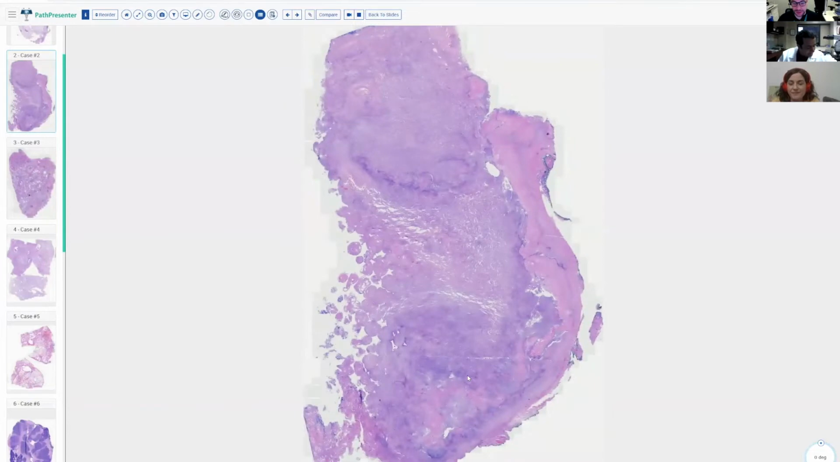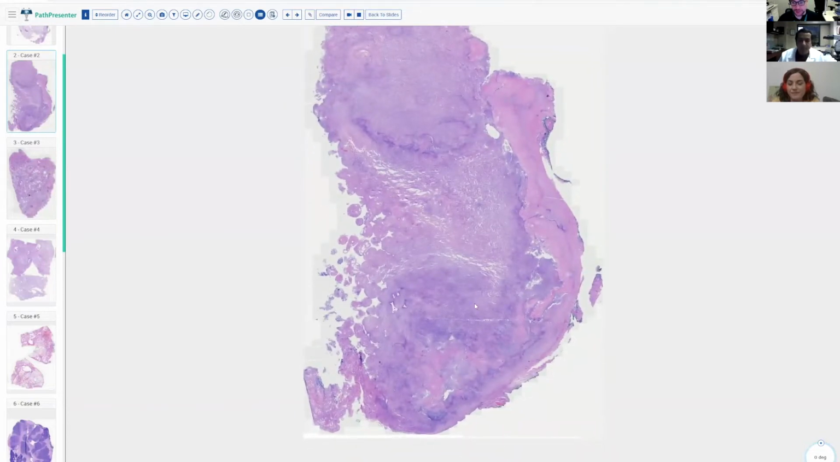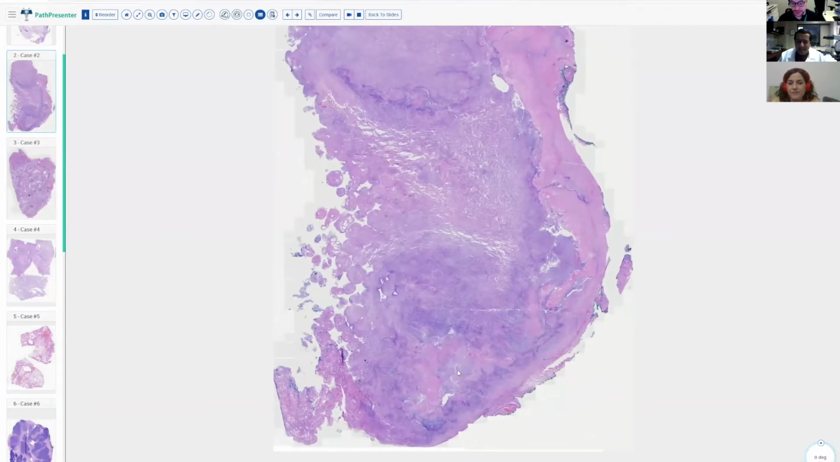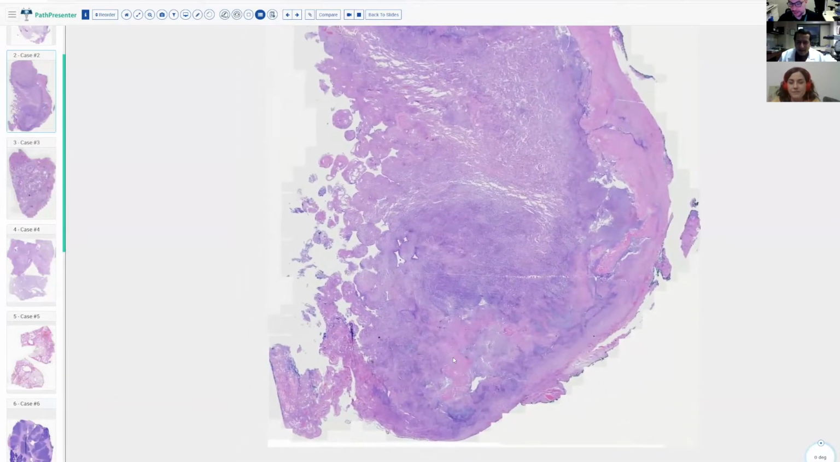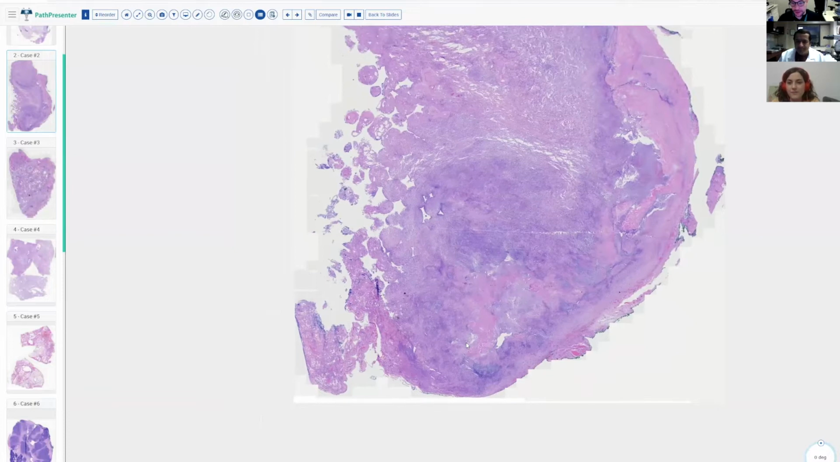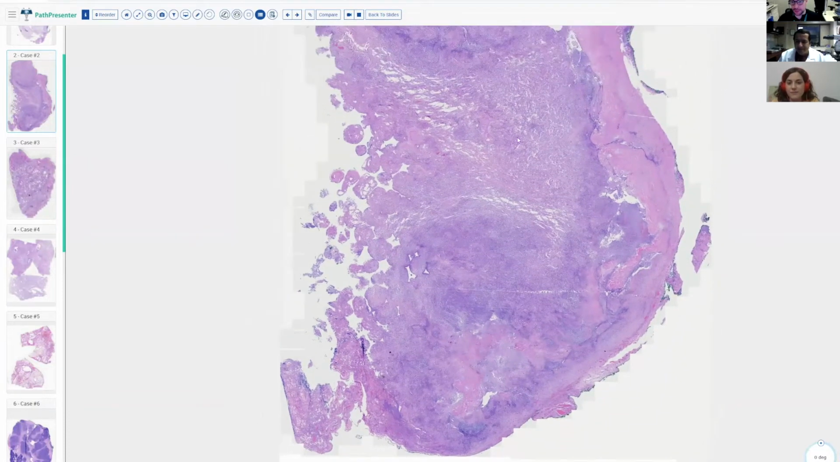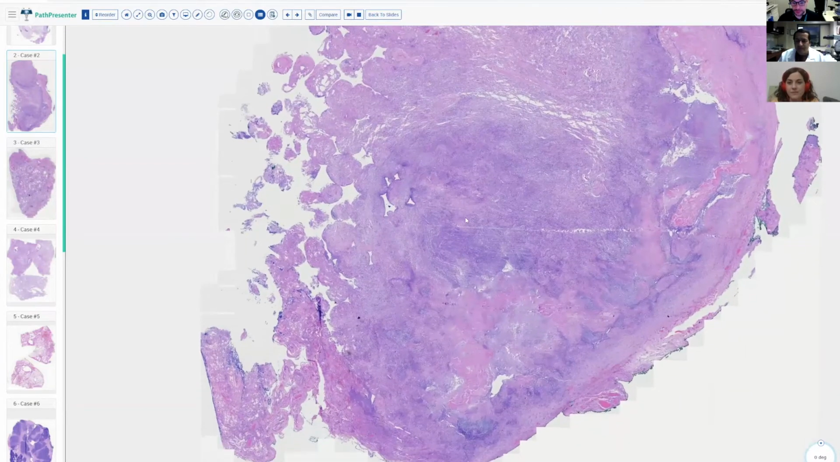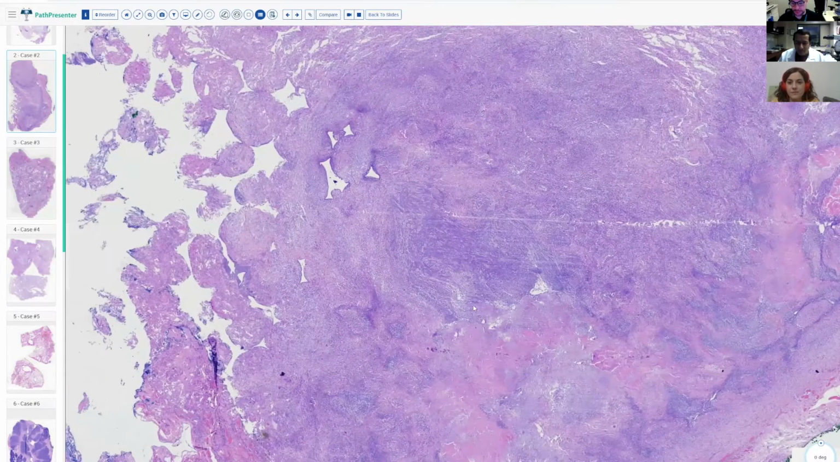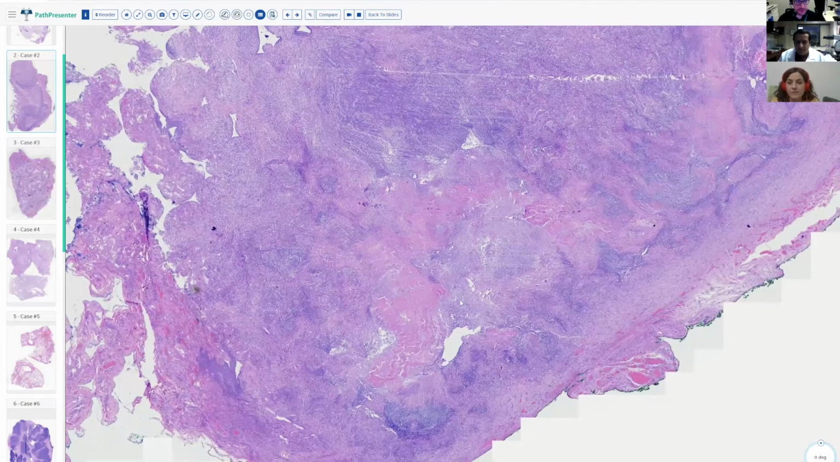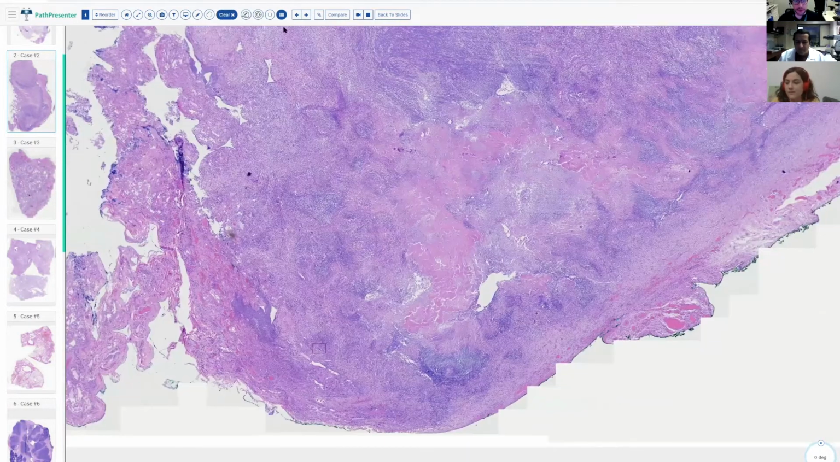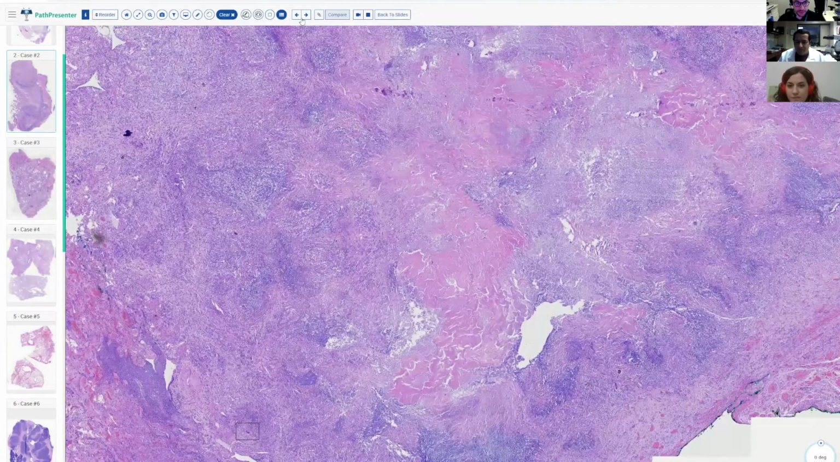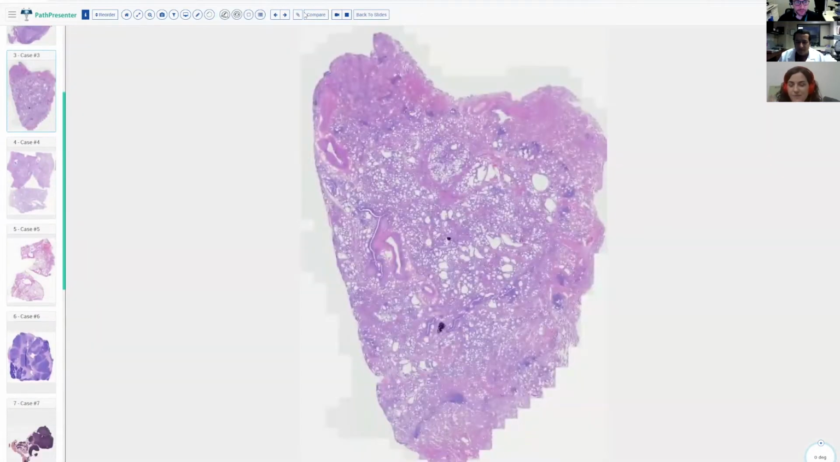So here we have another surgical wedge from the lung. And so this one we'll say is in a middle-aged man as well. And so here's the low power appearance here, moving down to a little bit higher. And I think I highlighted a few areas.